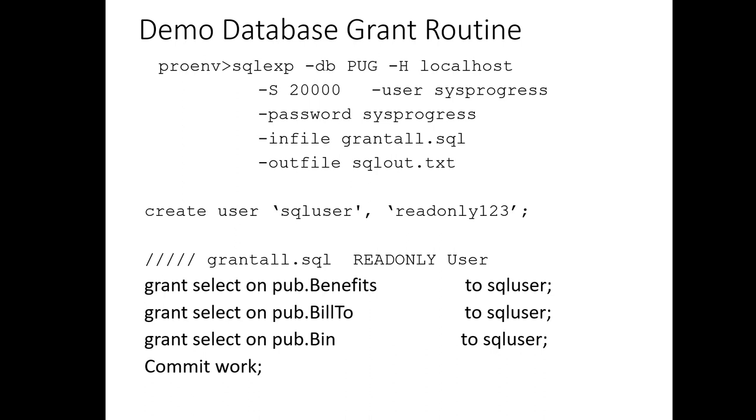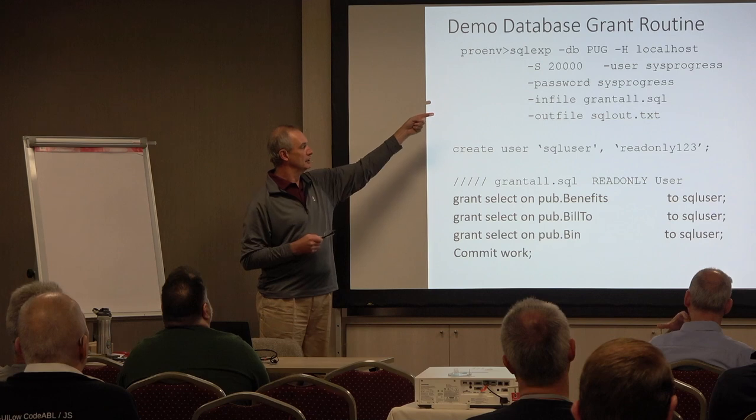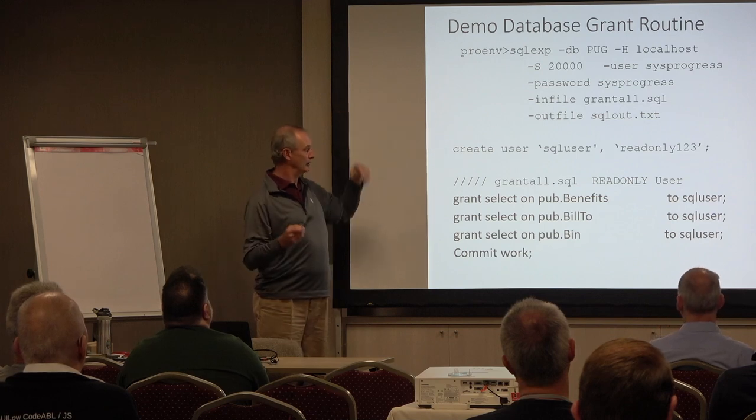So in OpenEdge, there's SQL Explorer, a command line tool that lets you do a bunch of things relative to the SQL engine. What we're doing up here is connecting to my sports, or I guess my PUG database, with a username of sysprogress and a password of sysprogress. We're inputting a grant file, and we're outputting whatever the output is.